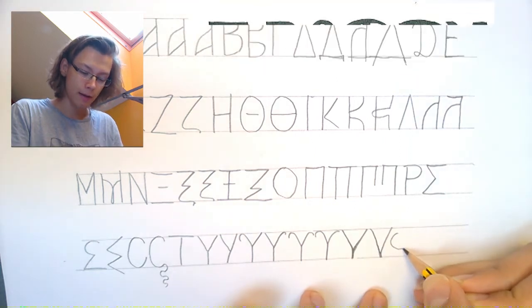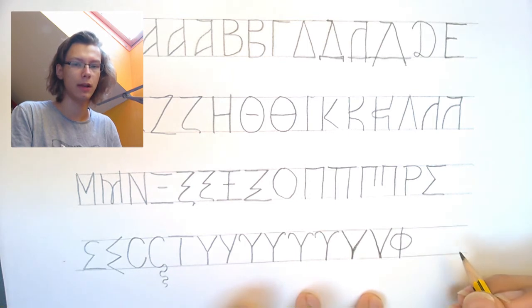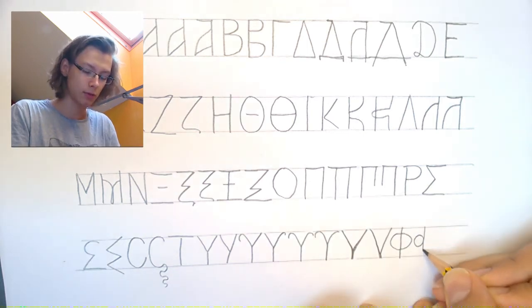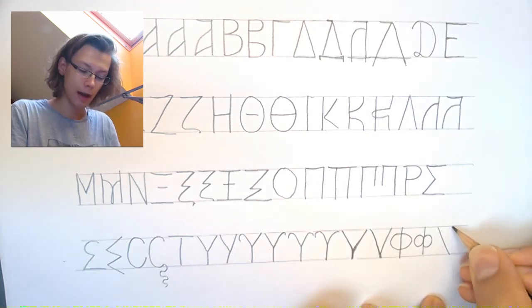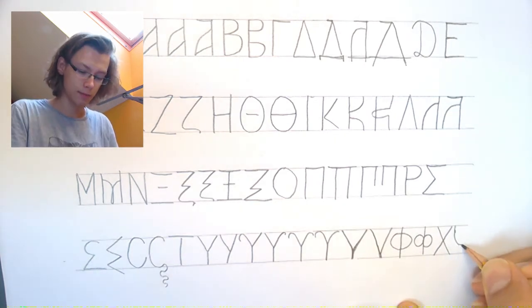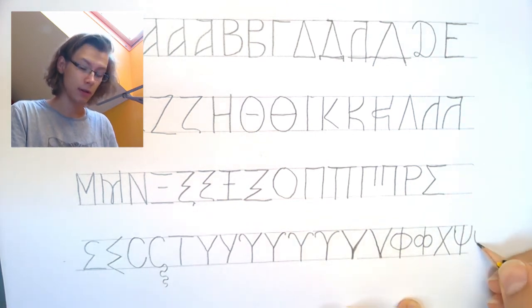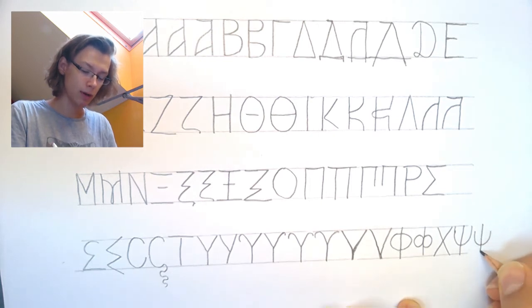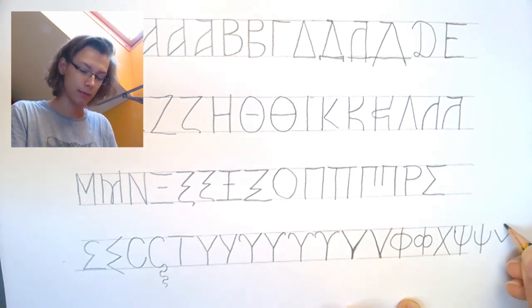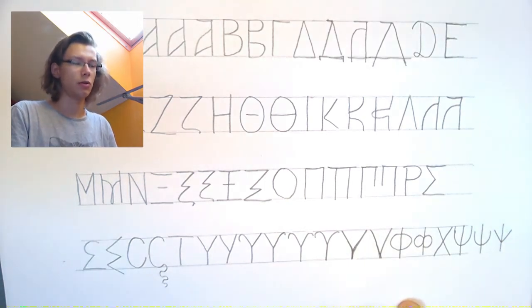Okay, phi. And this can be more of a circle or more of an ellipse. It can also be divided into two circles, like in the Russian letter F. Chi. Okay, so psi. It usually looks like that. But it can also have the middle bowl lowered, or it can look like that. This looks kind of ancient or, you know, rough.